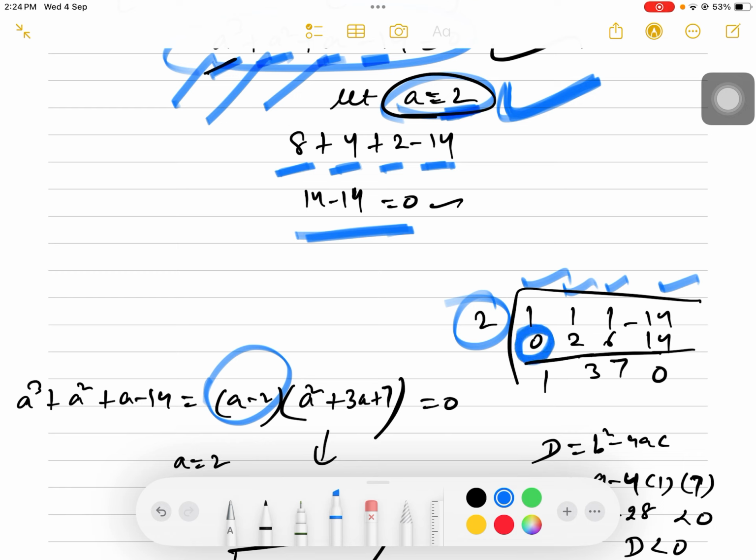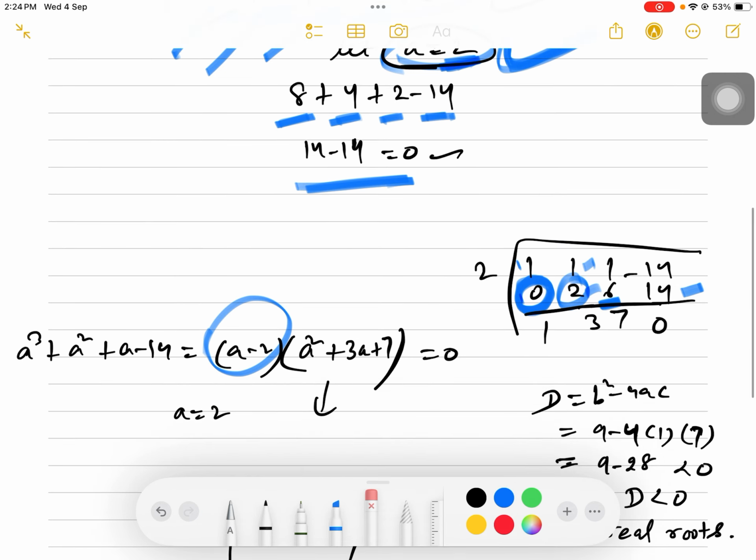Always start with 0 here. Then 1 plus 0 is 1. This 1 you multiply by 2, so 1 into 2 is 2, and you write that 2 here. Then 1 plus 2 you add and get 3. Then 3 into 2 is 6, you write that 6 here. Then 1 plus 6 is 7. 7 into 2 is 14, you write it here. Minus 14 plus 14, you are getting 0. If you are getting 0, it means you are doing everything correctly.